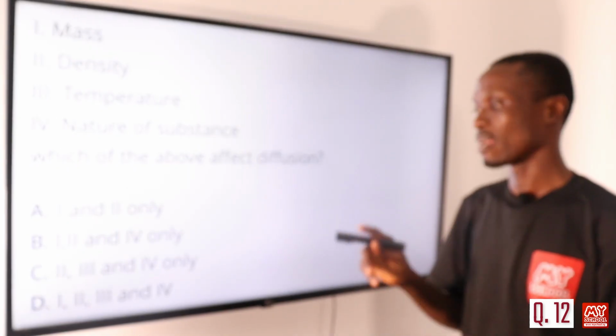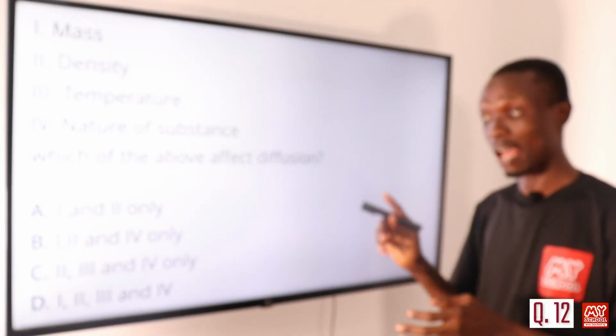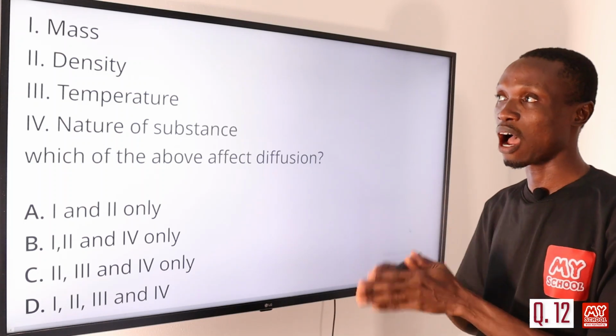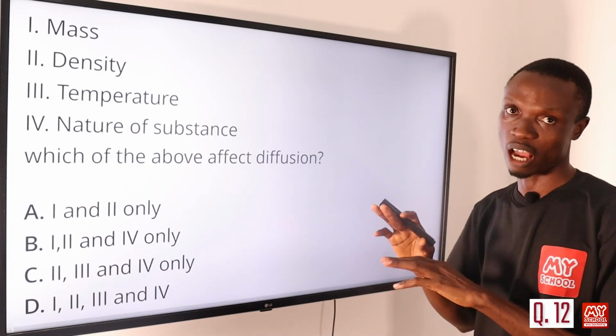III and IV, they all have effect on diffusion.